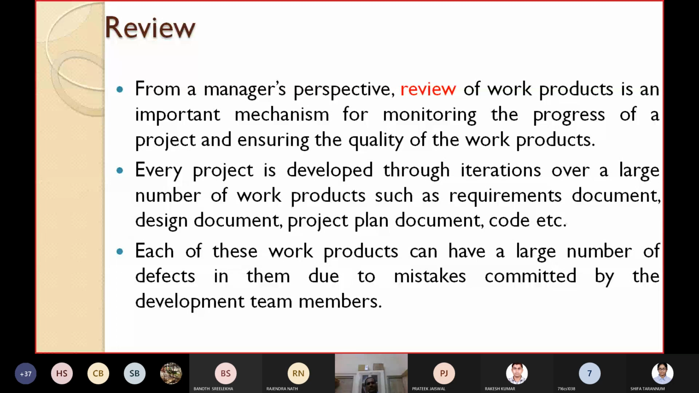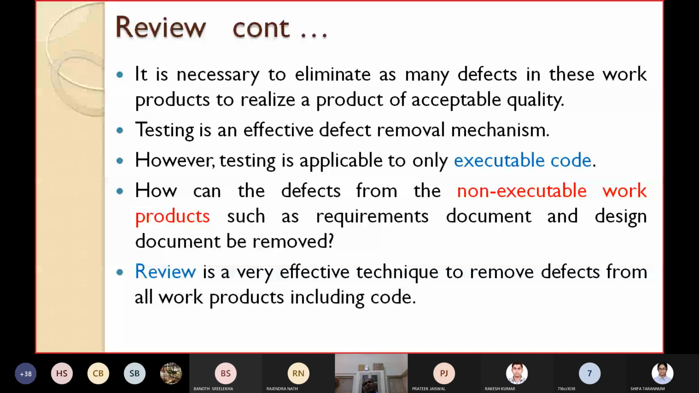Each of these work products can have a large number of defects in them due to mistakes committed by the development team members, isn't it? There might be mistakes in the SRS document. There might be mistakes in design documents such as DFDs and UML diagrams. There might be mistakes in the code. Since mistakes might be there in such types of documents, it is very necessary to eliminate as many defects as possible in these work products to realize a product of acceptable quality.